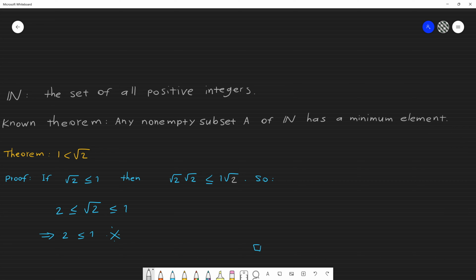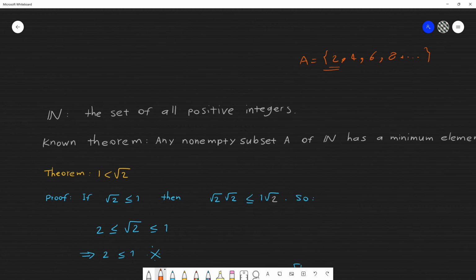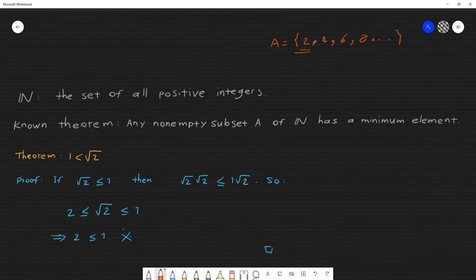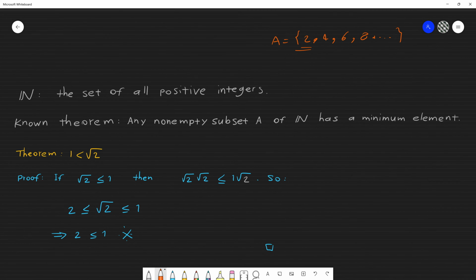For example, if A equals {2, 4, 6, 8, etc.}, then A has a minimum element, which is 2. Any subset of N has a minimum element, and we can prove it using the completeness of the set of all real numbers, or there may be other proofs in other theories.